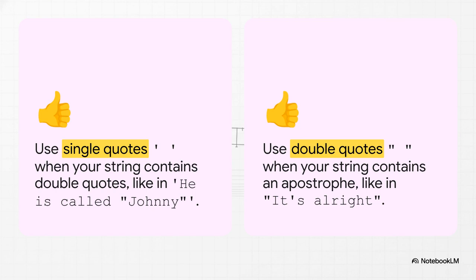So, which is it? Single quotes or double quotes? Here's the cool part. Python totally doesn't care. They do the exact same thing. And this flexibility gives you a really neat trick. If your text has an apostrophe, like in "it's all right," just wrap the whole thing in double quotes. And if you need to have actual quotation marks inside your text, just use single quotes on the outside. It's a simple little rule that'll save you a ton of headaches later on.